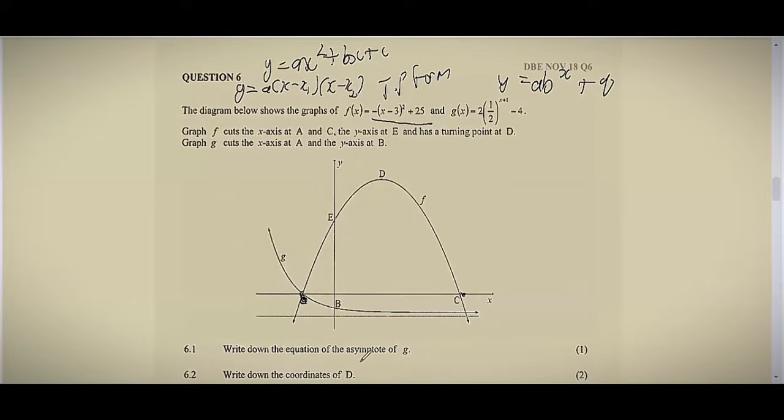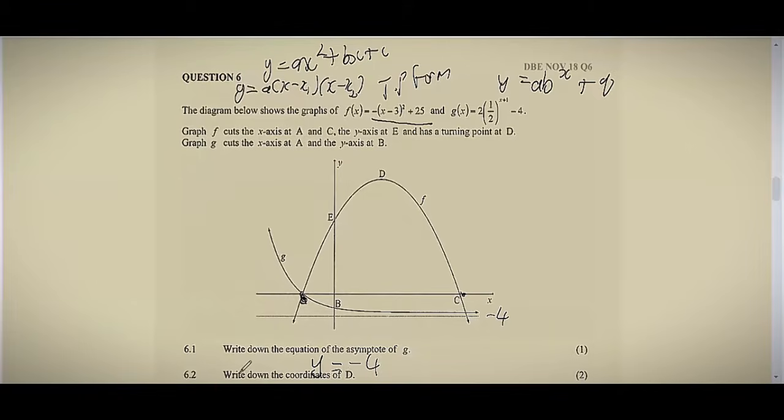Then 6.1 says write down the equation of the asymptote of g. We know that this is an exponential graph, and an exponential graph has a horizontal asymptote. The horizontal asymptote is always given by the constant here. As we can see, there is a line down here which represents the point where your exponential graph will never touch. From this equation, we can see that it is -4. So to write the equation of the asymptote, we say y = -4, and that's what you need to do for that 1 mark.